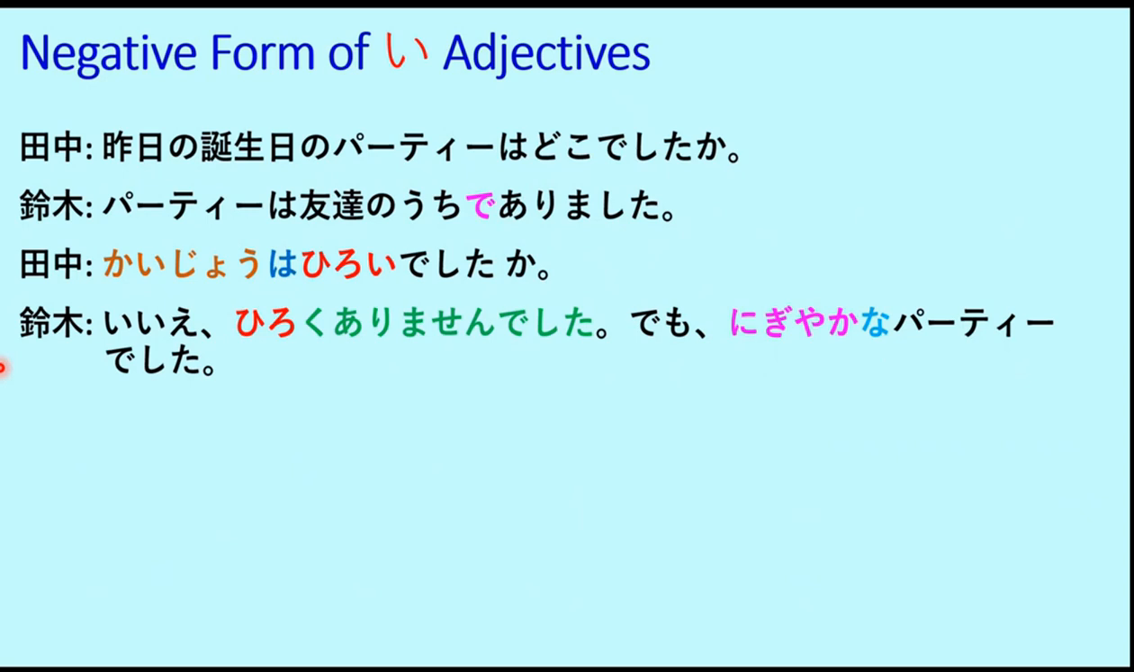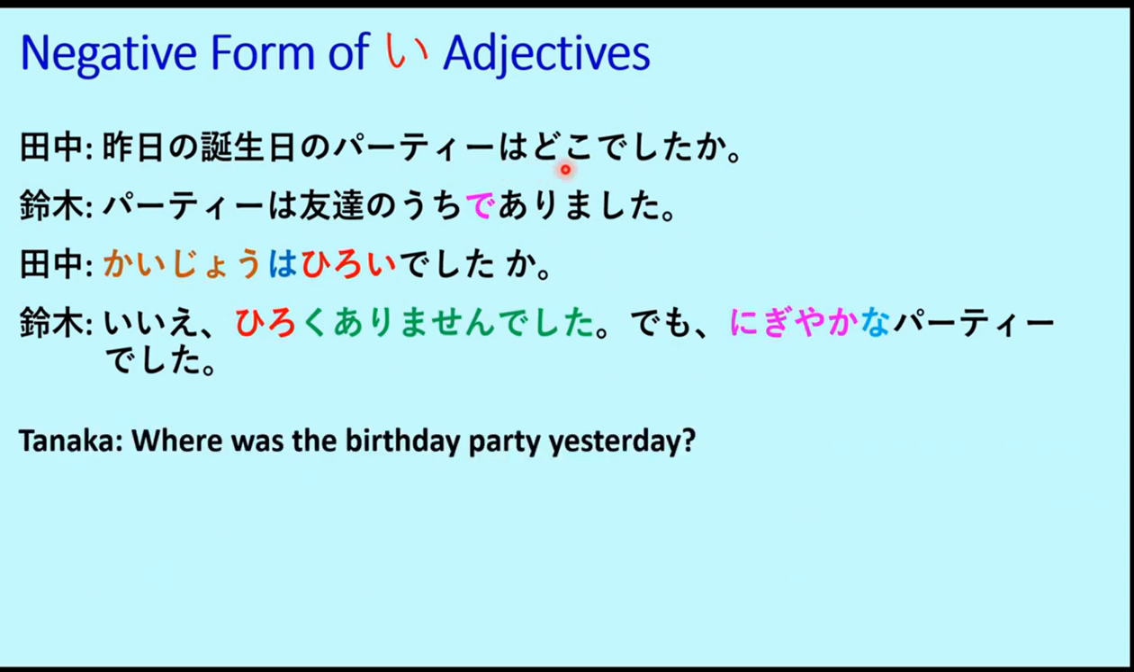So now let's go through this conversation line by line and look at the meaning. First one is Tanaka-san says, "Kino no tanjobi no party wa doko deshita ka?" Where was the birthday party yesterday? Very simple. Suzuki-san says, "Party wa tomodachi no uchi de arimashita." The party was at a friend's house. So this use of de particle we had learnt in the last lesson. Uchi de arimashita. So that means event. Place, de, event. So that concept is applied here.